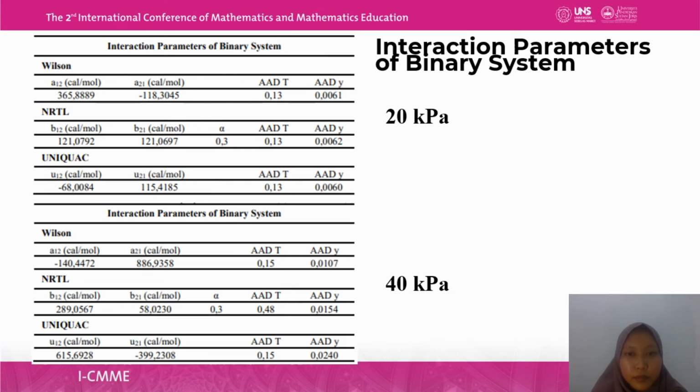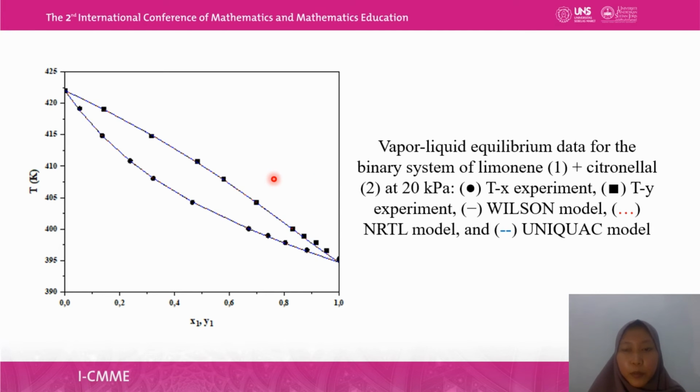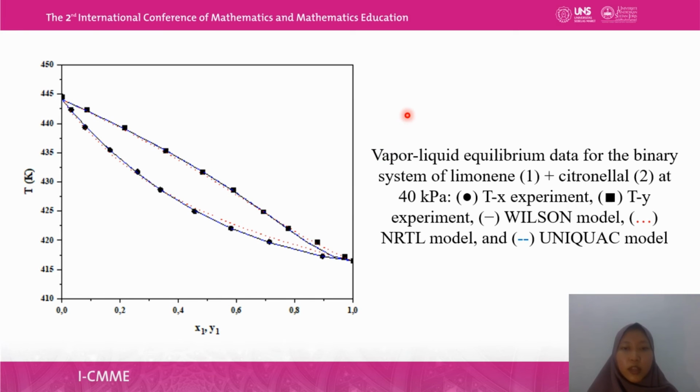Okay, this is vapor liquid equilibrium data for the binary system of limonene and citronellal at 20 kPa with experimental data combined with calculation by modeling Wilson, NRTL, and UNIQUAC. And then it's like the previous slide, with experimental data and calculation coinciding.